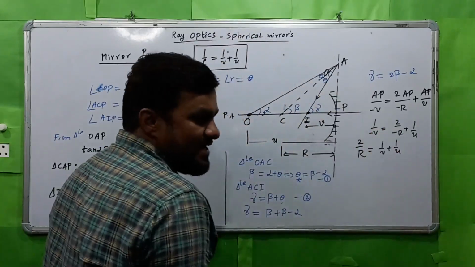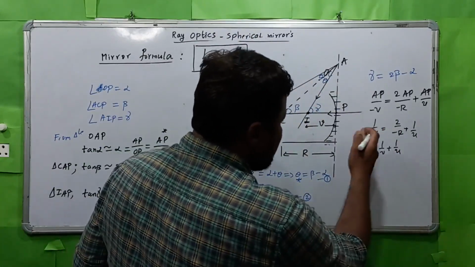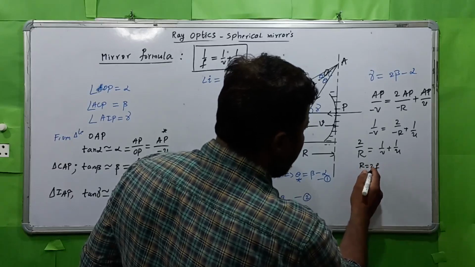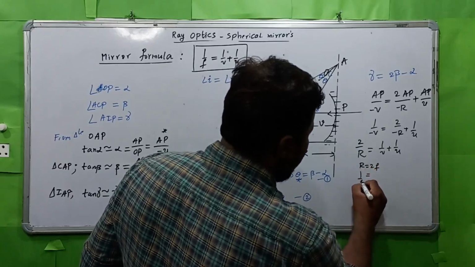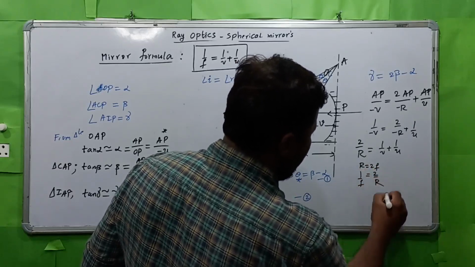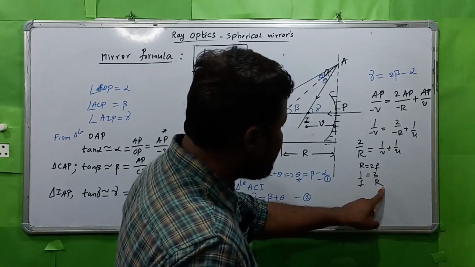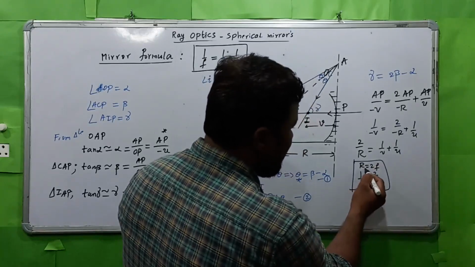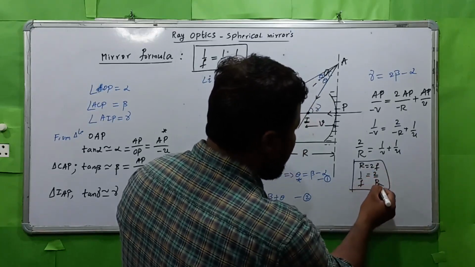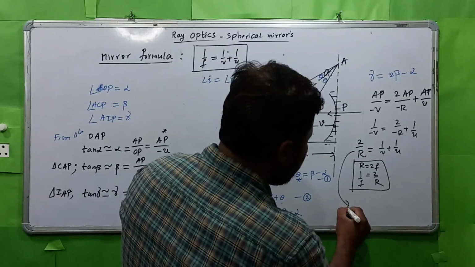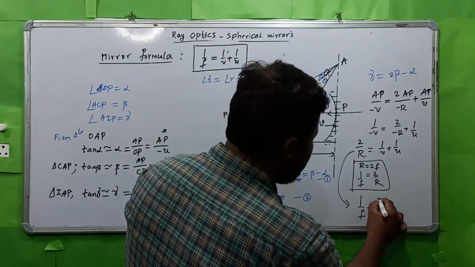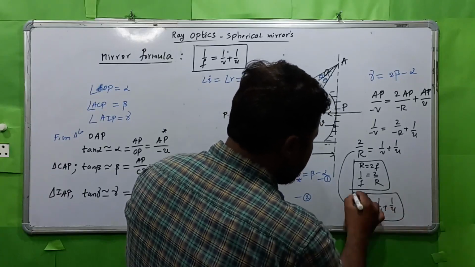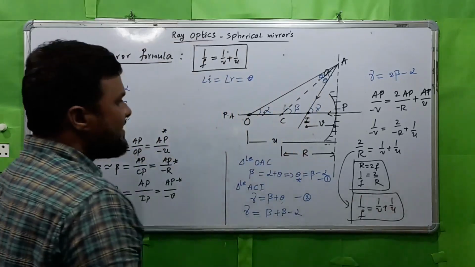If you observe the relation between radius of curvature and focal length, R is equal to 2F. This can be written as 1 by F is equal to 2 by R, where 2 by R is nothing but 1 by F. Please observe this result, relation between R and 2F. So finally 2 by R is 1 by F. From this we can write 1 by F is equal to 1 by V plus 1 by U. This is the mirror formula, hence we proved.